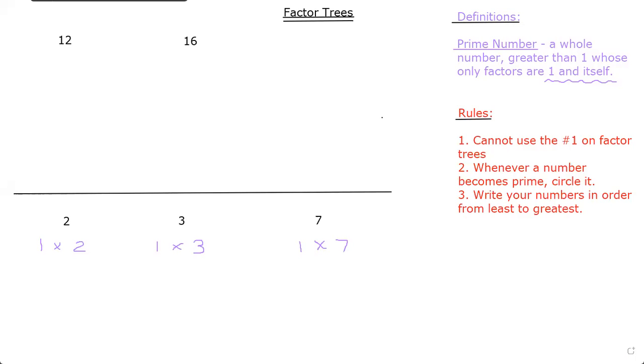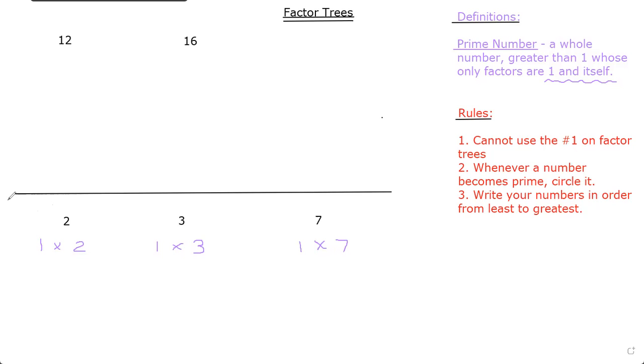Factor trees. Now, the only way to understand factor trees is that you have to know what factors are and what a prime number is. A prime number, it's defined in the purple, and it says that it's a whole number greater than one, whose only factors are one and itself.